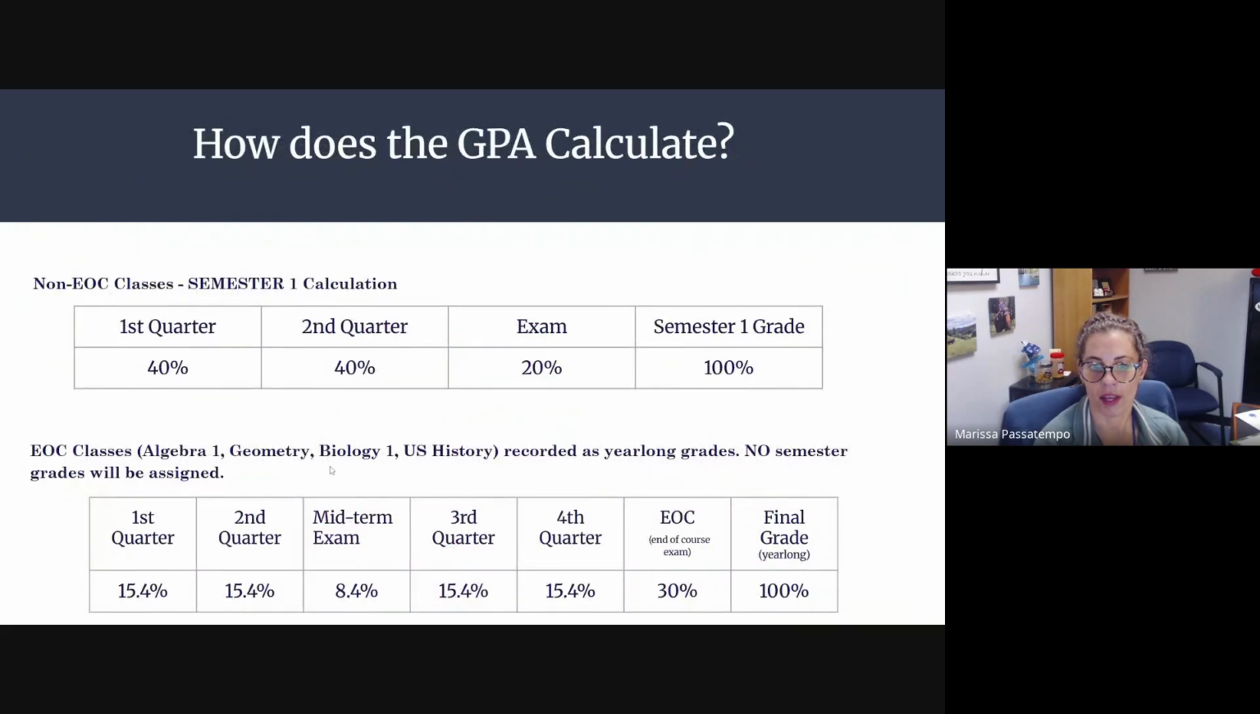So how does GPA calculate? Here's another conversion chart with an example of how they would calculate. Non-EOC classes, remember, are semester based: first quarter, second quarter, exam, and then their semester grade. For EOC classes, it's first quarter, second quarter, their midterm, then their third quarter, fourth quarter, EOC, and then they'll get their full year grade at the very end of the year.